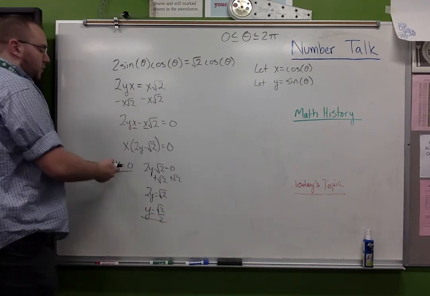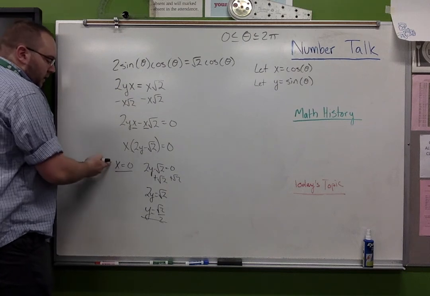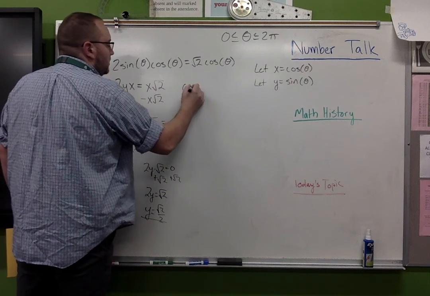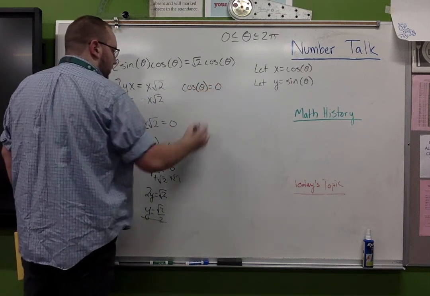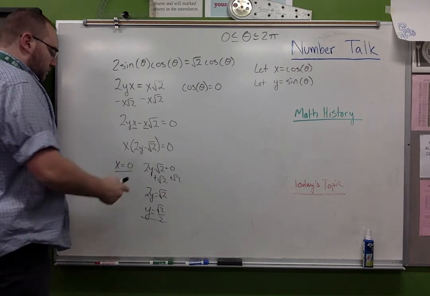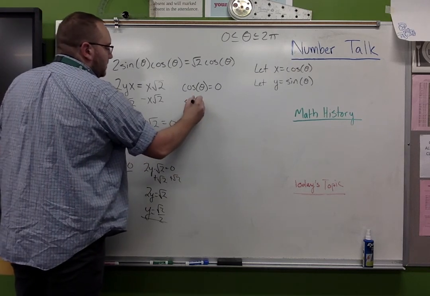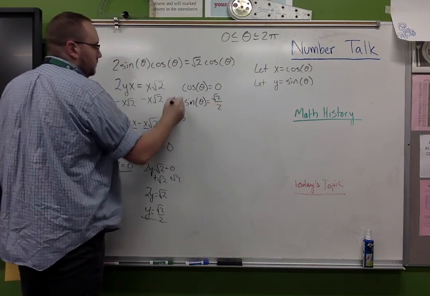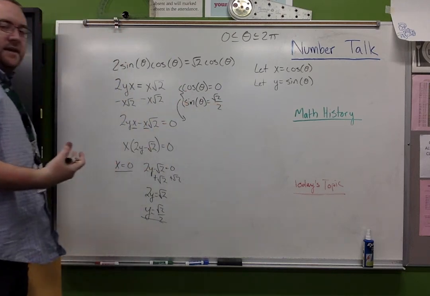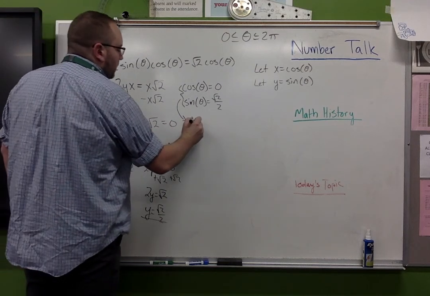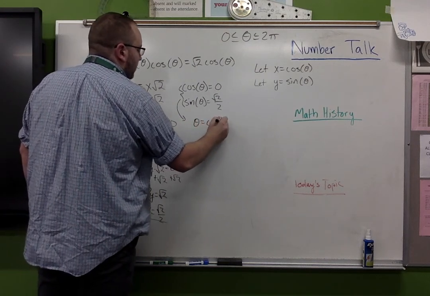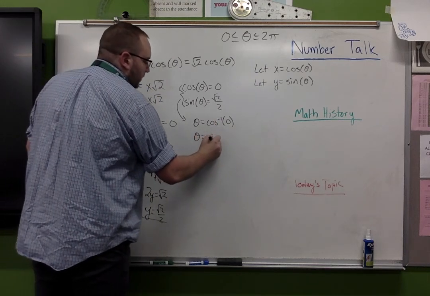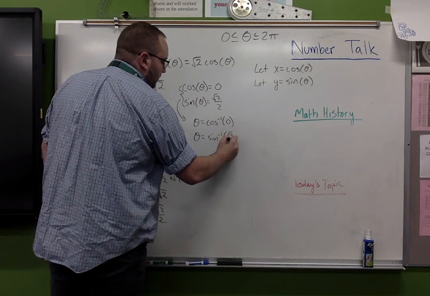Now I'm going to take these. I'm going to replace cosine and sine. Right? X equals 0. Well, x and cosine are equal. So I'm going to replace x with cosine. So cosine of theta equals 0. And then I'll replace y with sine. Sine of theta equals square root of 2 over 2. Okay, to get theta by itself, take the inverse of both sides. So theta equals cosine inverse of 0. And theta equals sine inverse of square root of 2 over 2.